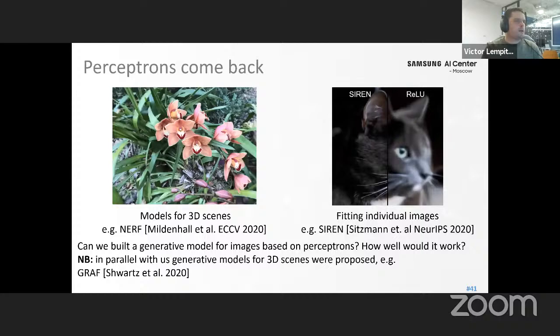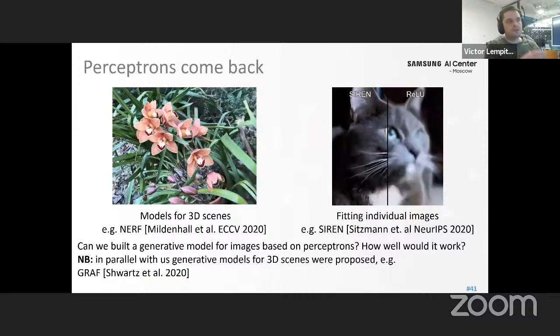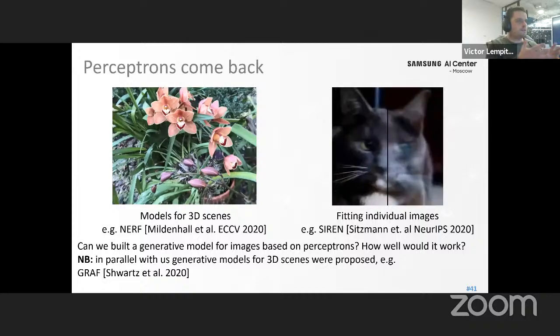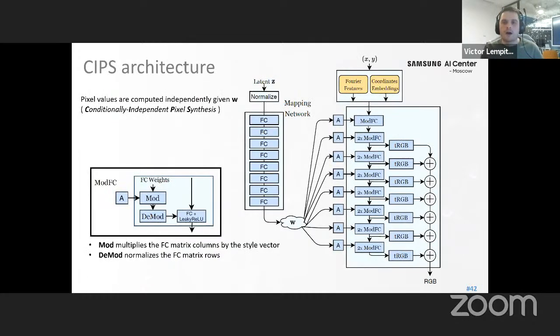And in parallel with us, people have also expanded to generative models of 3D scenes. So those models solve a more ambitious task, modeling 3D. So they get results at lower resolution. Our results are at high resolution, but only for 2D. So let me explain straight away the model that we have come up with.